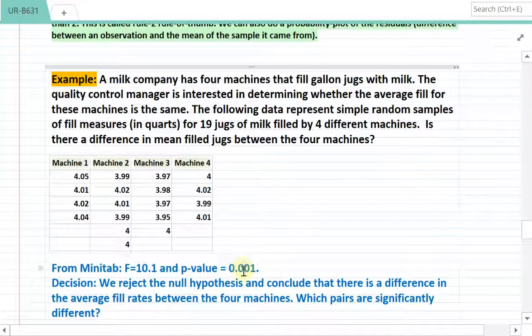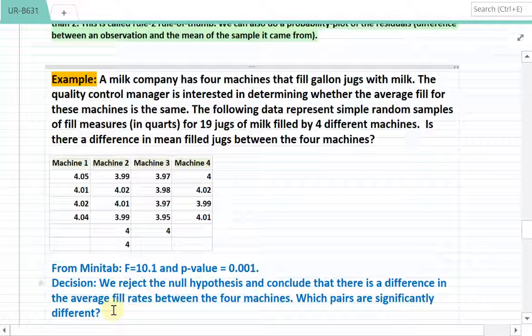P-value less than 0.1 means very, very strong. Closer to 0 means the stronger, stronger, stronger. That's all I know. So I feel pretty good about this rejection. And my decision is that we're going to reject the null hypothesis, conclude that there is a difference in the average fill rates between the 4 machines. Period. Done. Now, next to that, I actually have raised a question now.